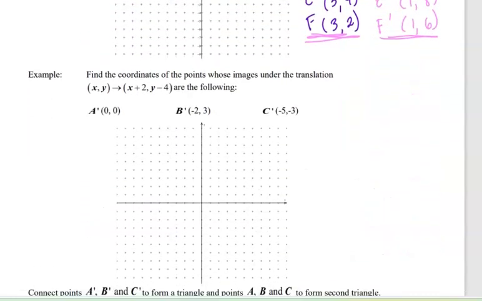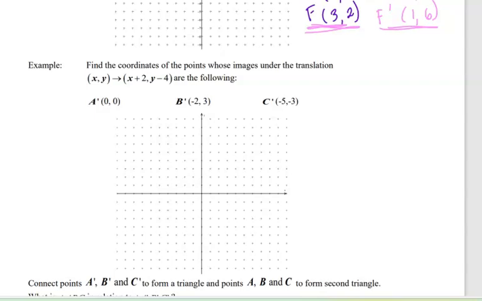Okay, one final example in this video. We want to find the coordinates of the points whose image under the translation, where (x, y) was translated to (x plus 2, y plus 4), and we have the following image points. Notice you are given the image points A prime, B prime, C prime, and we want to find the original, because you are given the image, which is different than what the last problem told you.